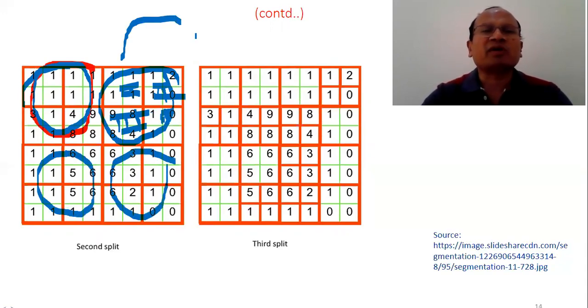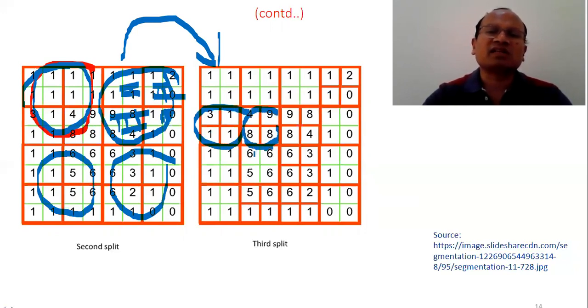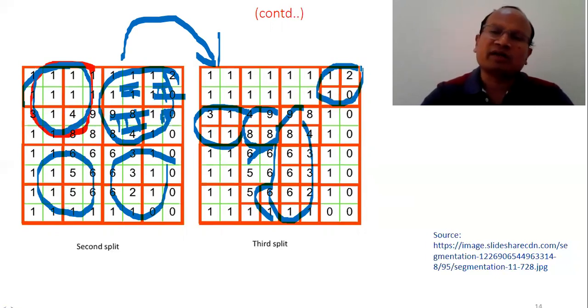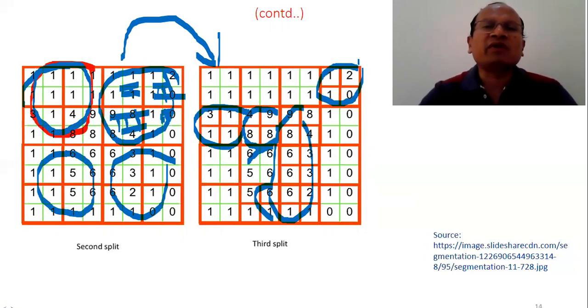If you come from here, you will find that not all areas are divided. This region is divided into 4 parts. Similarly, this region and this region, and all these regions have again been divided into 4 parts. Let us understand why these others are not being divided.